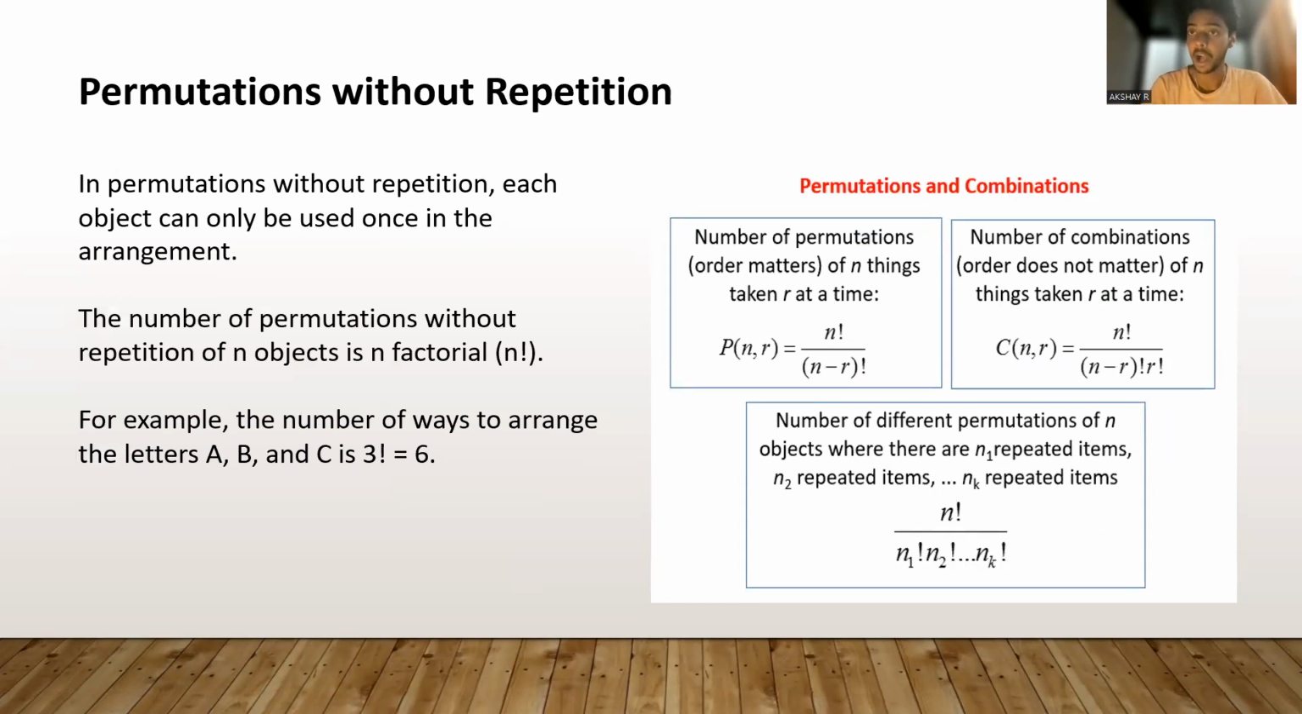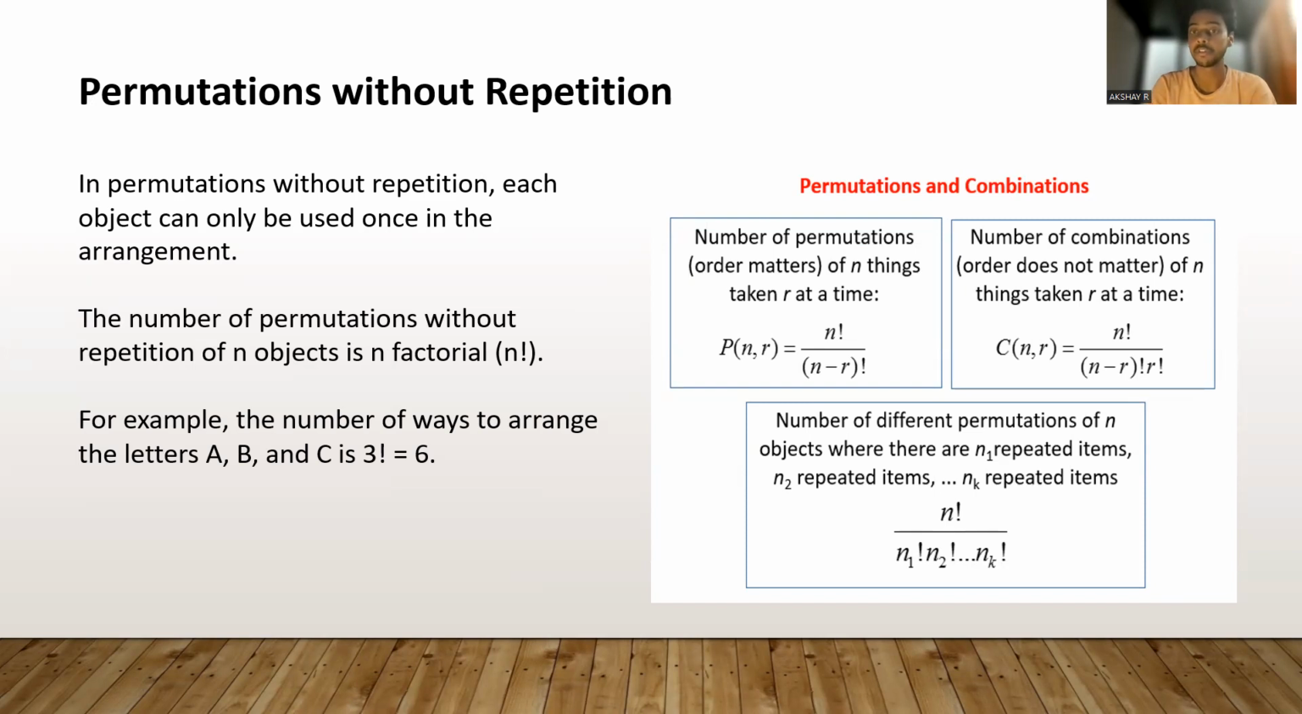Next, permutation without repetition. In permutation without repetition, each object can be used only once in the arrangement. The number of permutations without repetition of n objects is n factorial. For example, the number of ways to arrange the letters A, B, and C is 3 factorial, which is always 6.